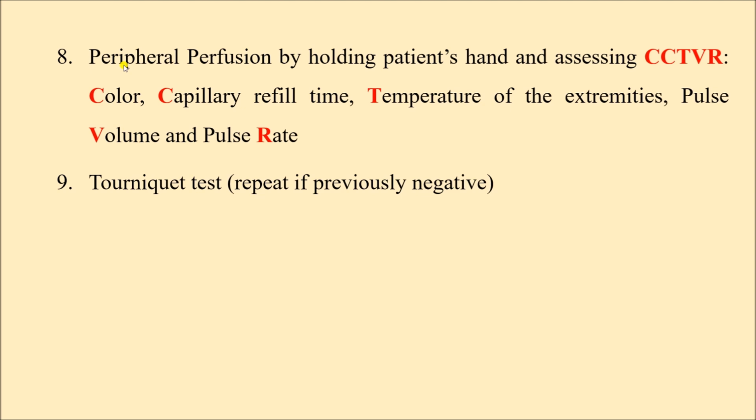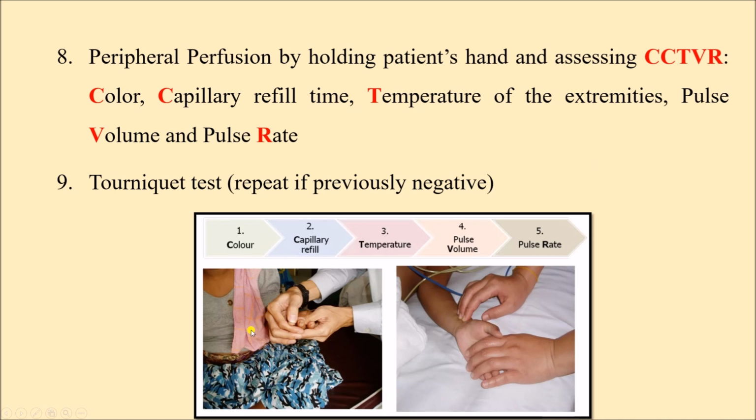Also, we must assess the peripheral perfusion of the patient, and that is done by holding the patient's hand and assessing what is known as CCTVR. What is CCTVR? It stands for the color of the hand, capillary refill time, temperature of the extremities, pulse volume and pulse rate.